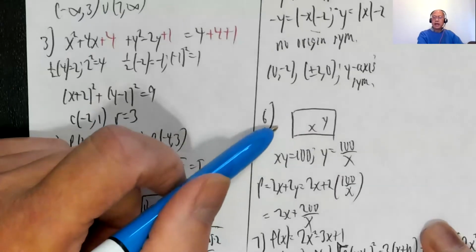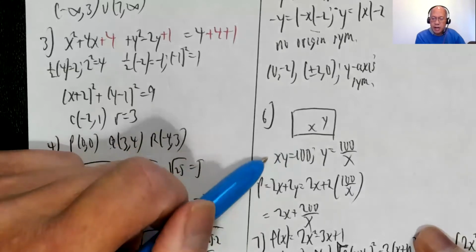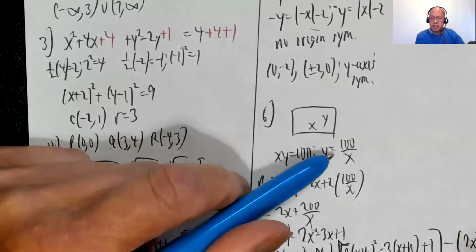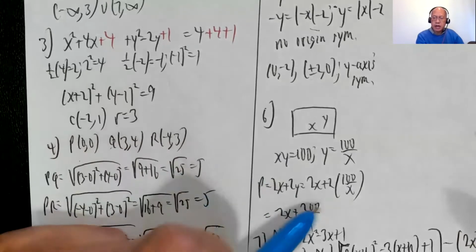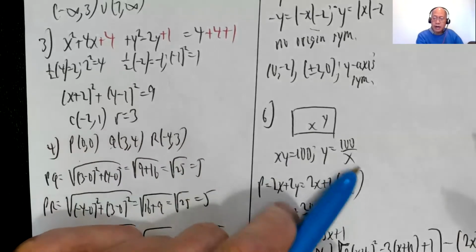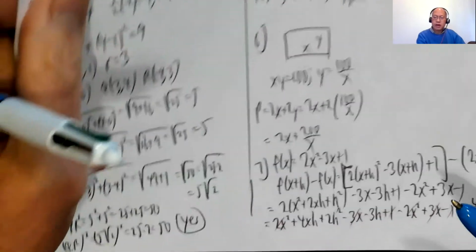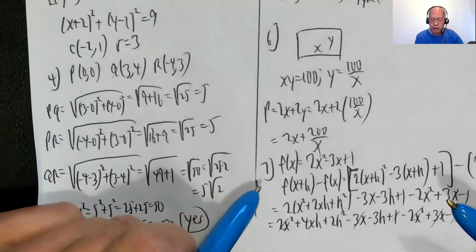Number 6, we're told that the area is 100. So x times y is 100. Therefore, y is 100 over x. Perimeter is 2x plus 2y, so 2x plus 2 times 100 over x. So final answer is 2x plus 200 over x.